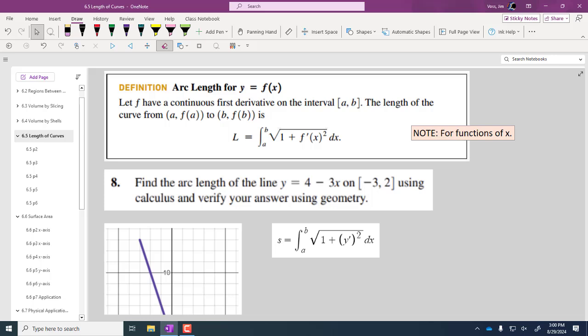Let's take a break before we do any arc length though. Let's take 10, and then we'll do some arc length when we return.